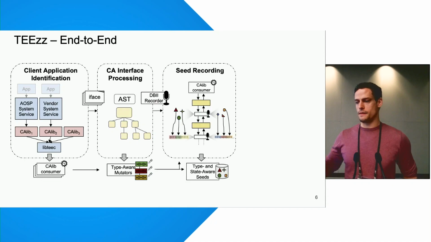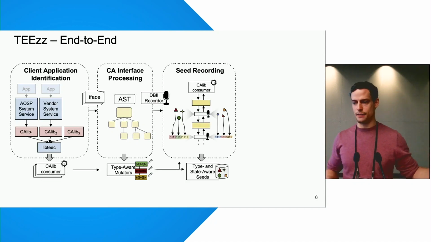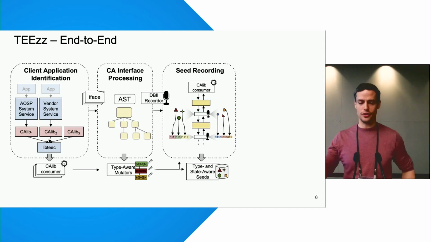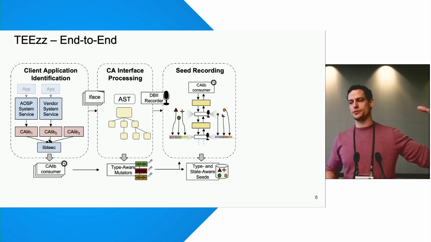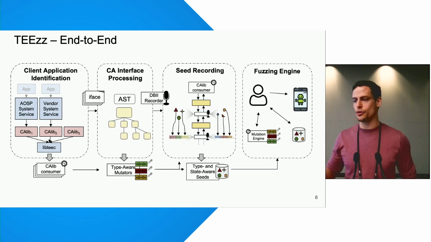And then the second thing that we do, we create something that is called a dynamic binary instrumentation introspection recorder, which is a fancy term to say we have a hook into a function which allows us to scrape memory in a type-aware way that we can later leverage as a type-aware seed. Okay? And with these fancy mutators and this fancy seed corpus, we can then fuzz trusted applications on the device.